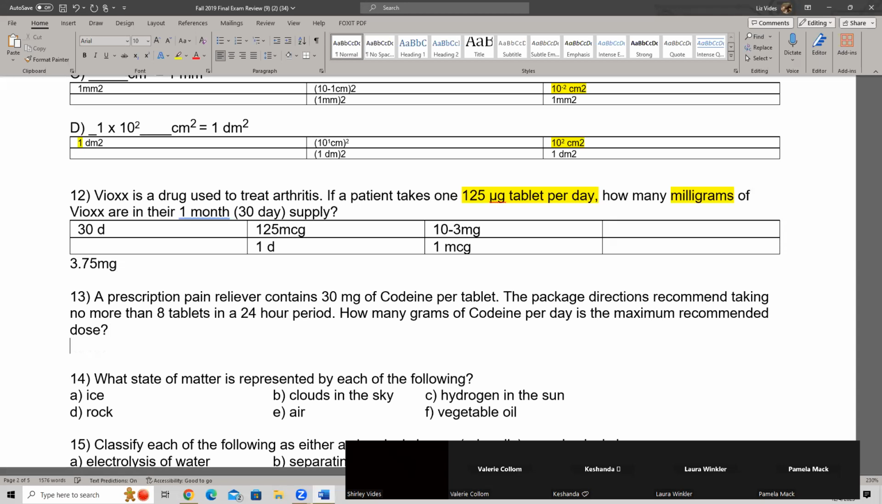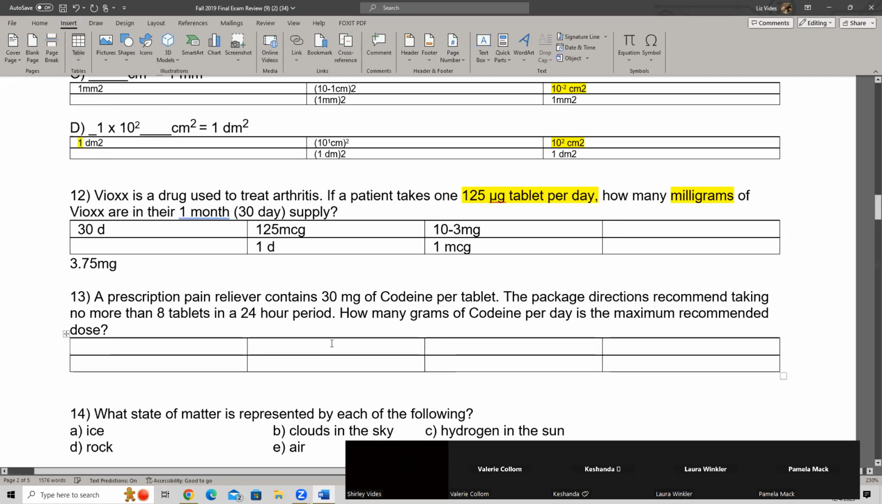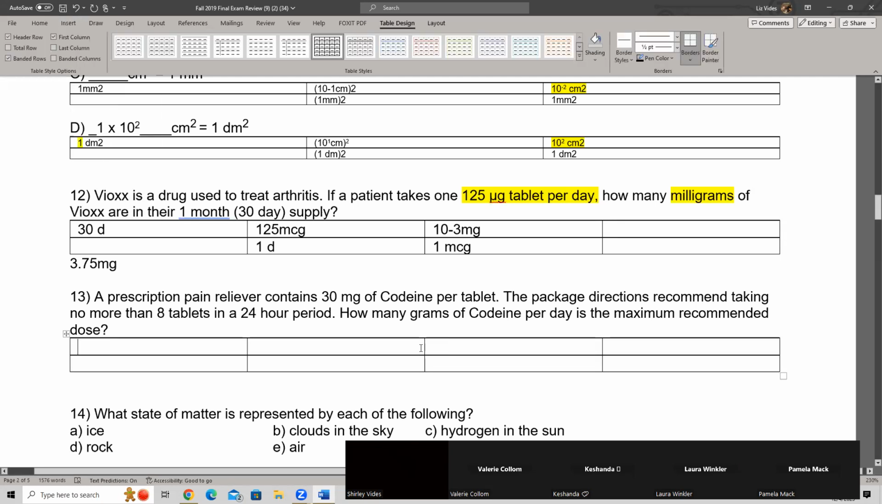Prescription pain reliever. Hold on, I'm inserting a table. I can't talk and do this at the same time. Okay, contains 30 milligrams of codeine per tablet.